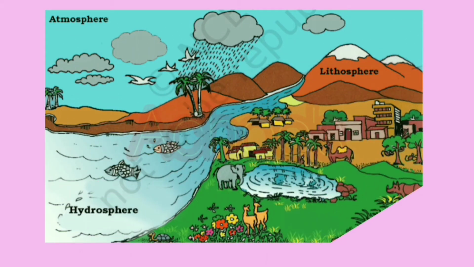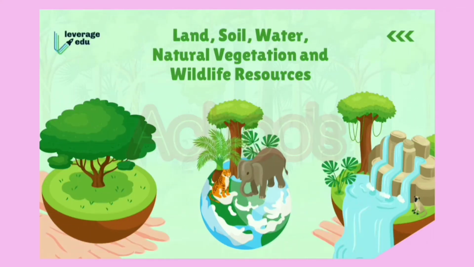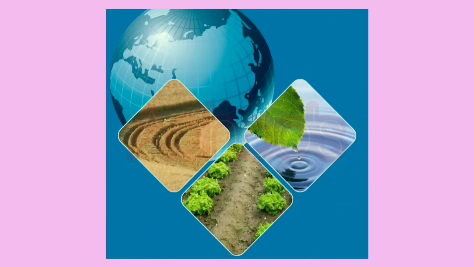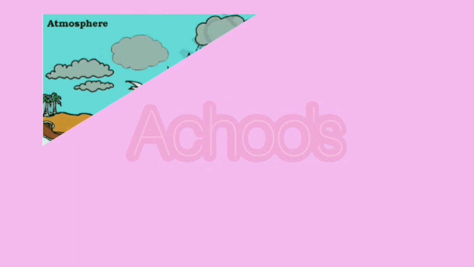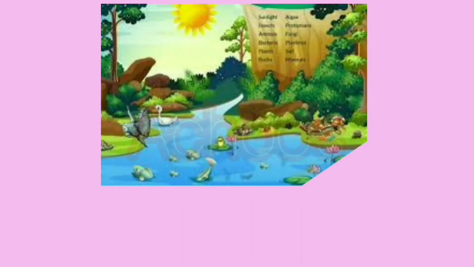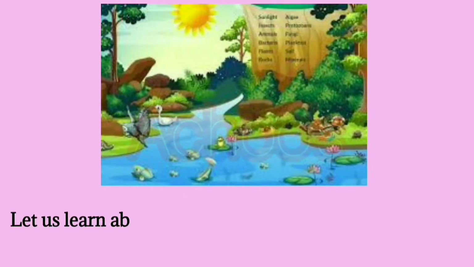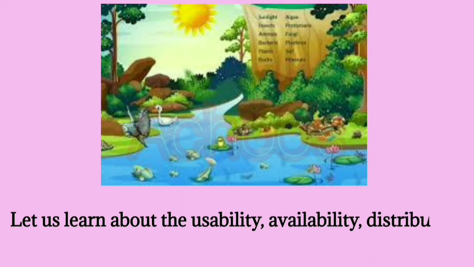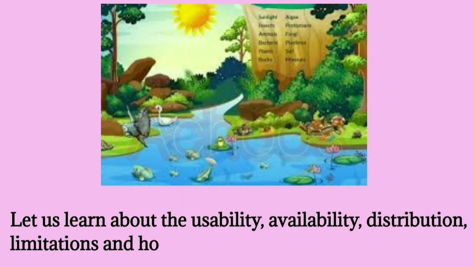Children, now look at this picture and tell me what will come to your mind when you look at this. When you are looking at the soil, land and water, we can make out these are the natural resources. And one common thing in this picture is these resources support all the forms of life. So this is very essential. So then what are we going to learn in today's session? We are going to learn about the usability, availability, distribution, limitations, and how can we conserve these resources.